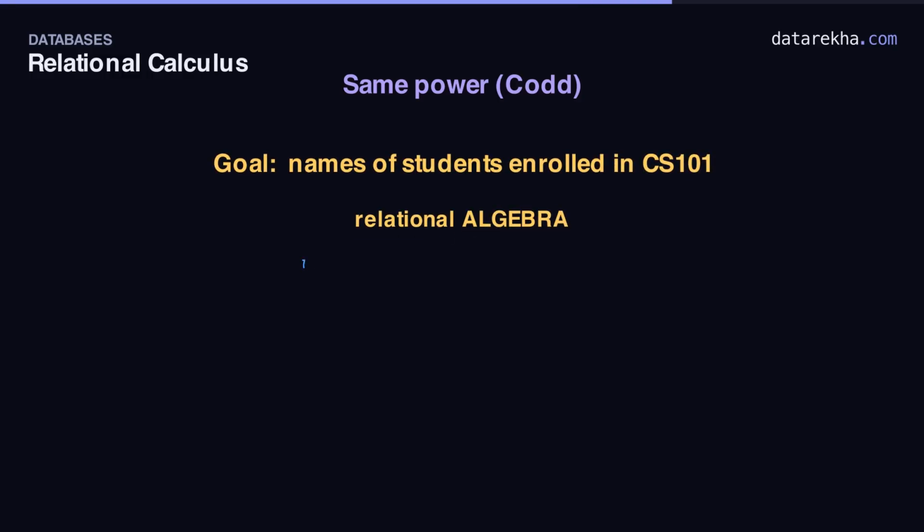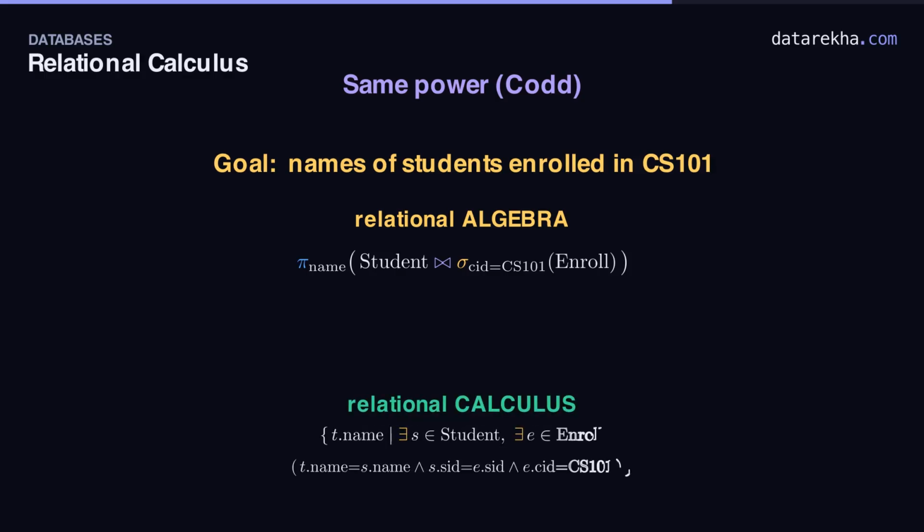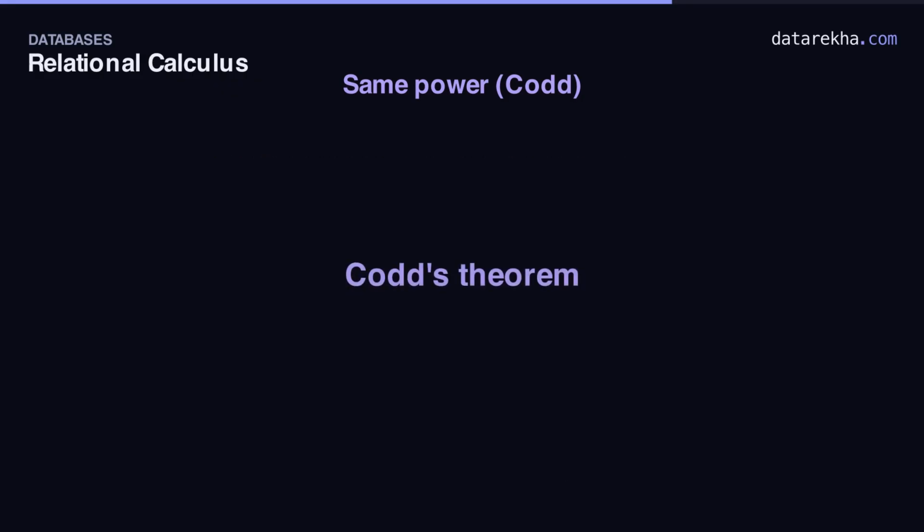Now the punchline of the whole chapter. Let's write one query both ways: the names of students enrolled in CS 101. In algebra, it's a recipe. Select the CS 101 enrollments, join to student, project the name. In calculus, it's a description: the name of any student for whom there exists a matching enrollment in CS 101, joined by SID. Different words entirely, and yet both return exactly the same table. Amit, Chirag, and Divya.